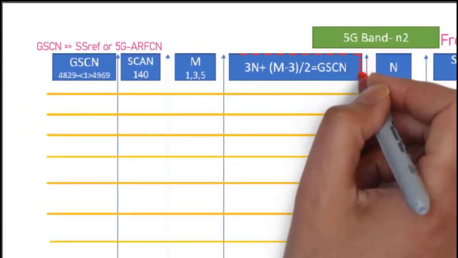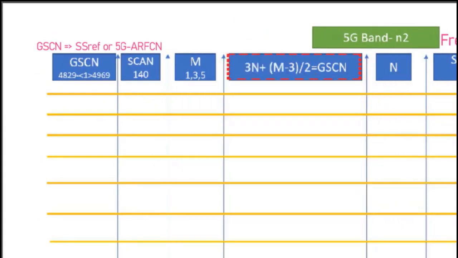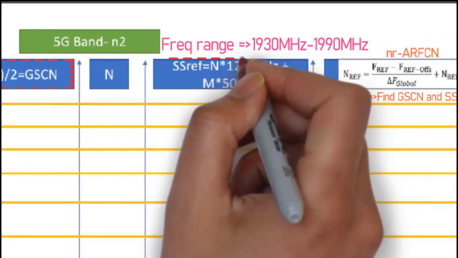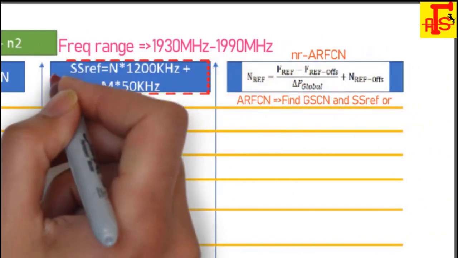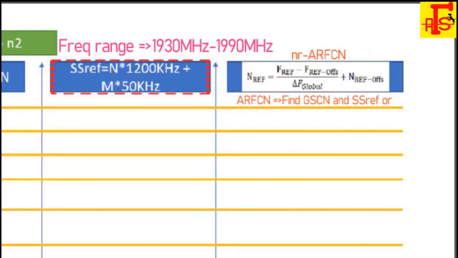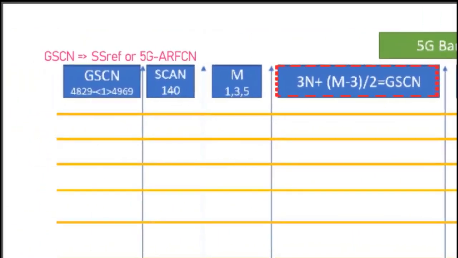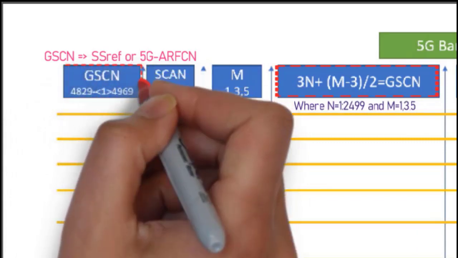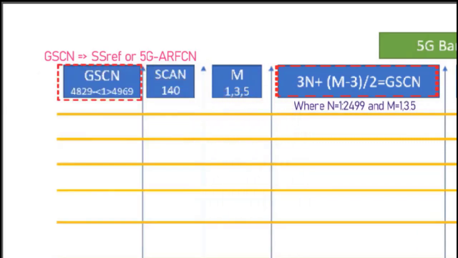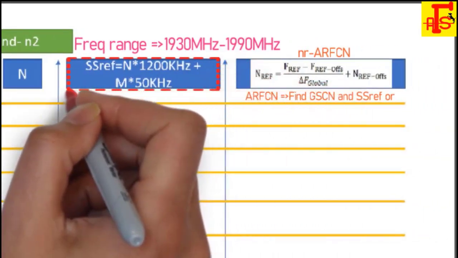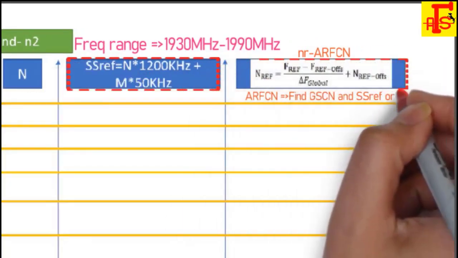For this range, the GSCN calculation formula is 3n plus m minus 3 by 2, and the SSREF calculation formula is n into 1200 kilohertz plus m into 50 kilohertz, where n belongs to 1 to 2499 and the m value is 1, 3, 5. In this table I'm showing you how, using the GSCN, we can find the SSREF value and the 5G ARFCN value.